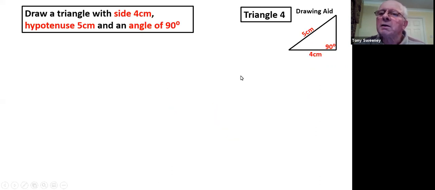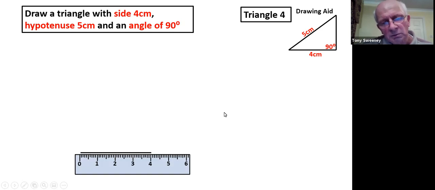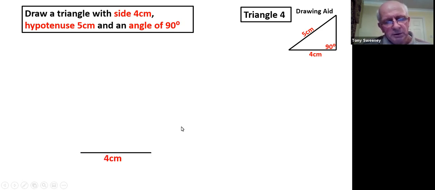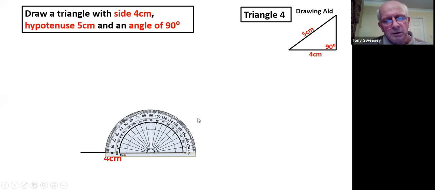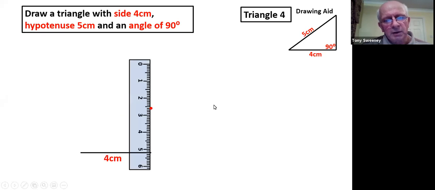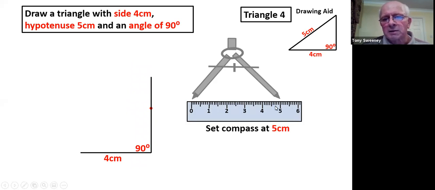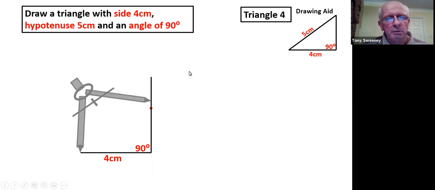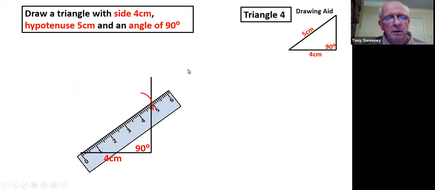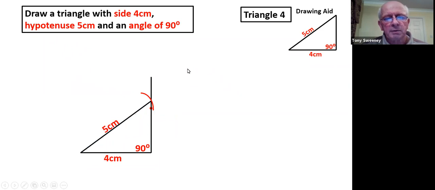Now, this triangle, you have to draw a line of 4 centimeters, an angle of 90 degrees, and a hypotenuse of 5 centimeters. So the line goes there, the 4 centimeters. Draw that. We draw an angle of 90 degrees, right? And now we get 5 centimeters for the hypotenuse. And we just put the compass there, draw it, and just connect up. There it is.